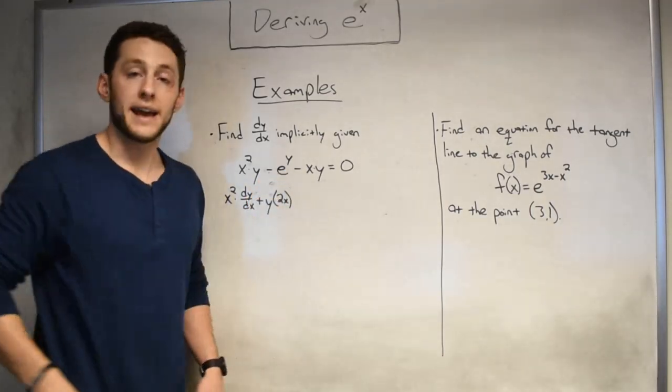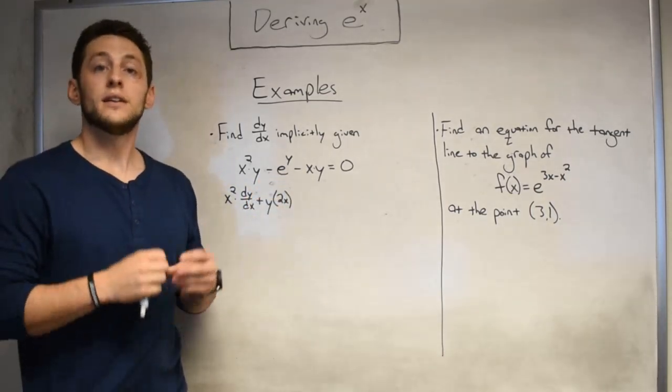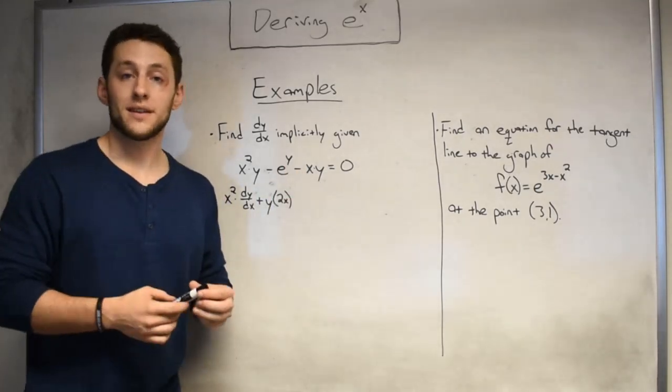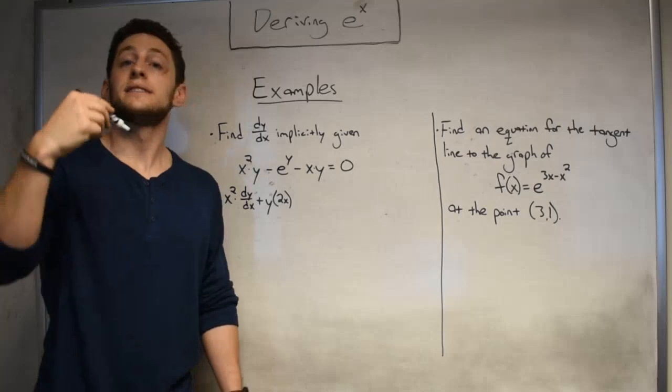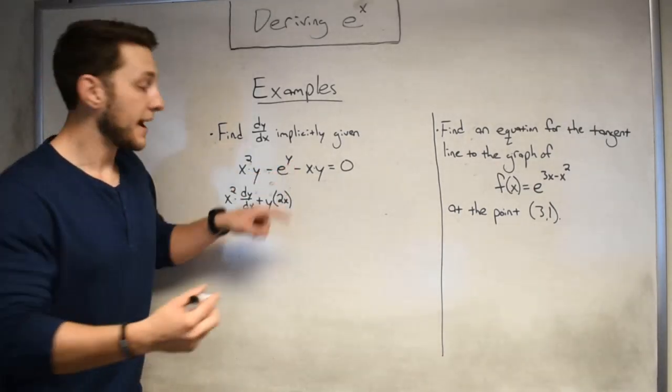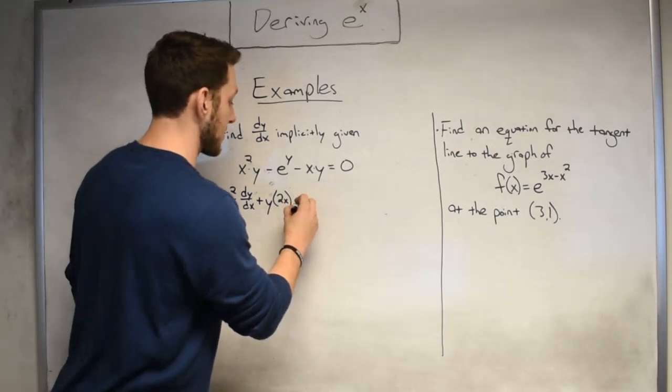Now we move on to negative e to the y. Remember, when you're deriving e to the blank power, all it is is the derivative of the power times the original function. The derivative of the power ends up being dy dx.